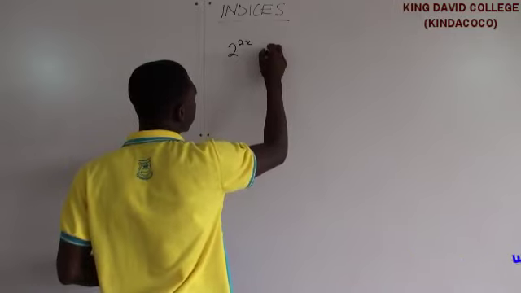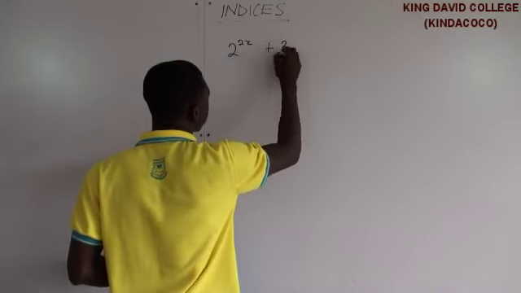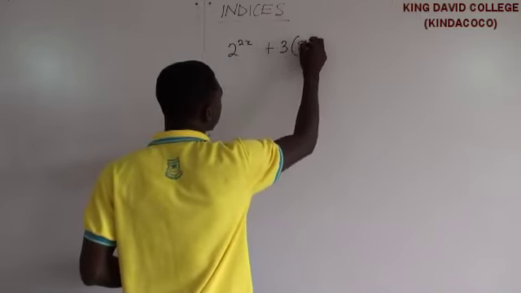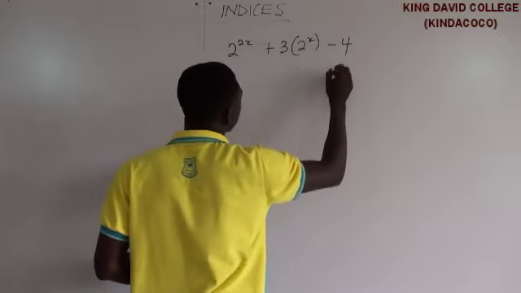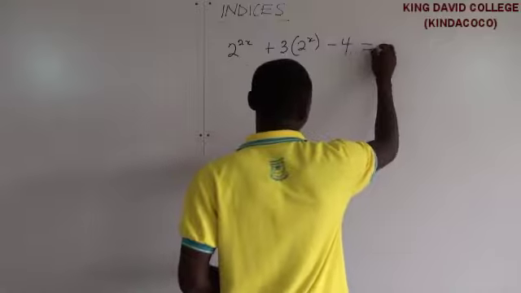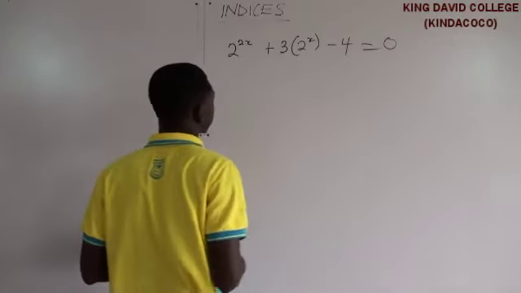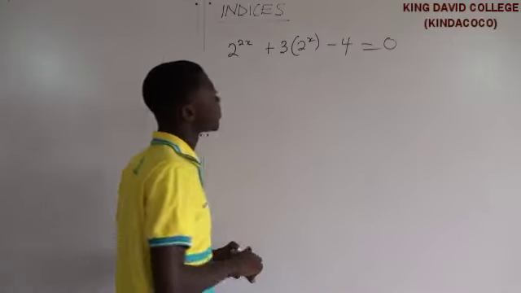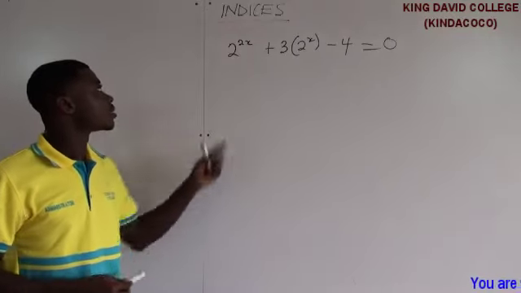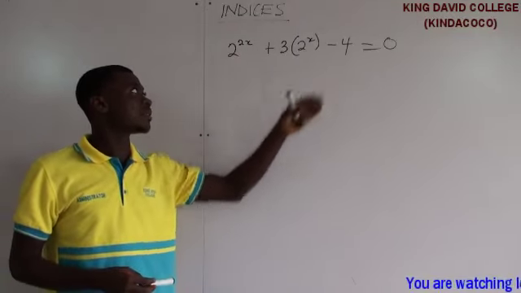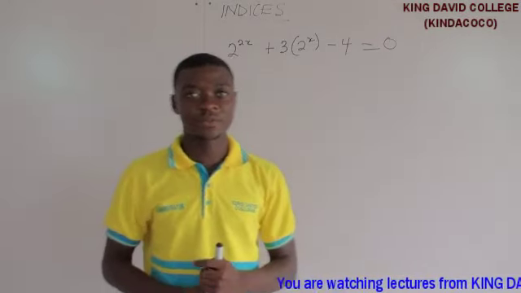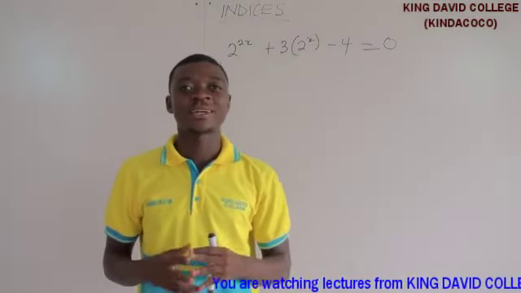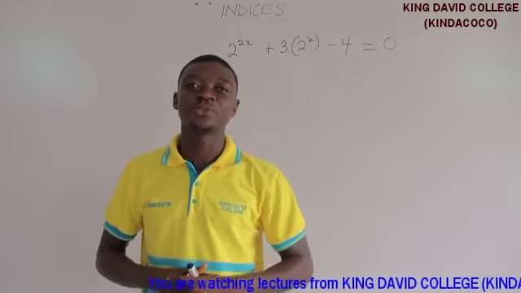2 to the power 2x plus 3 times 2 to the power x minus 4 is equal to what? 0. Okay, so we are having 2 to the power 2x plus 3 times 2 to the power x minus 4 is equal to 0. They are asking to find the true set of this. Now, when you are given this, what do you do?